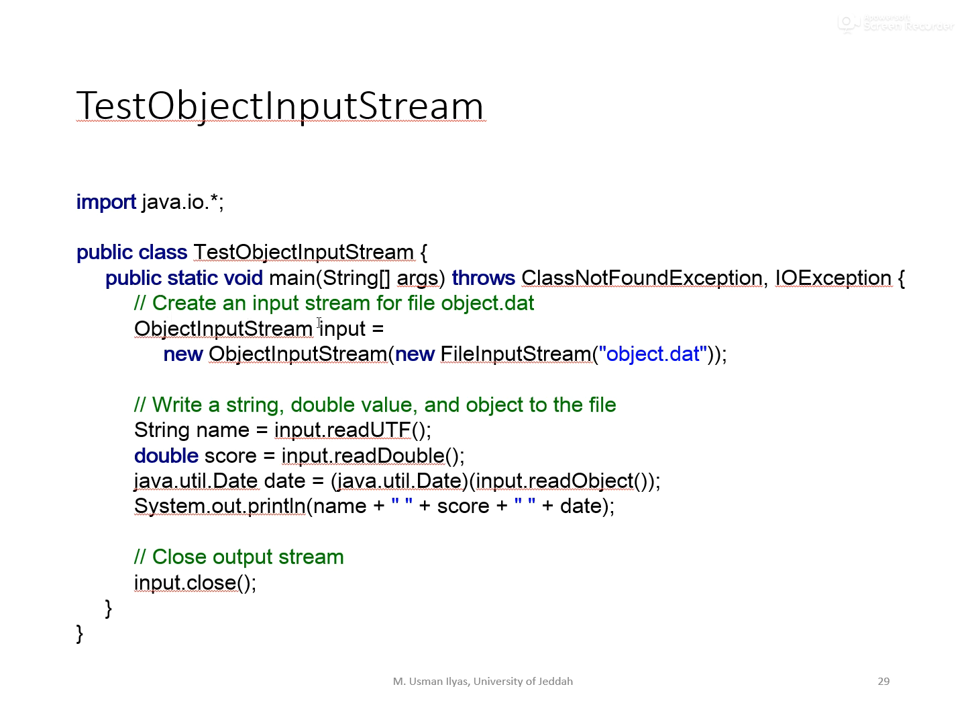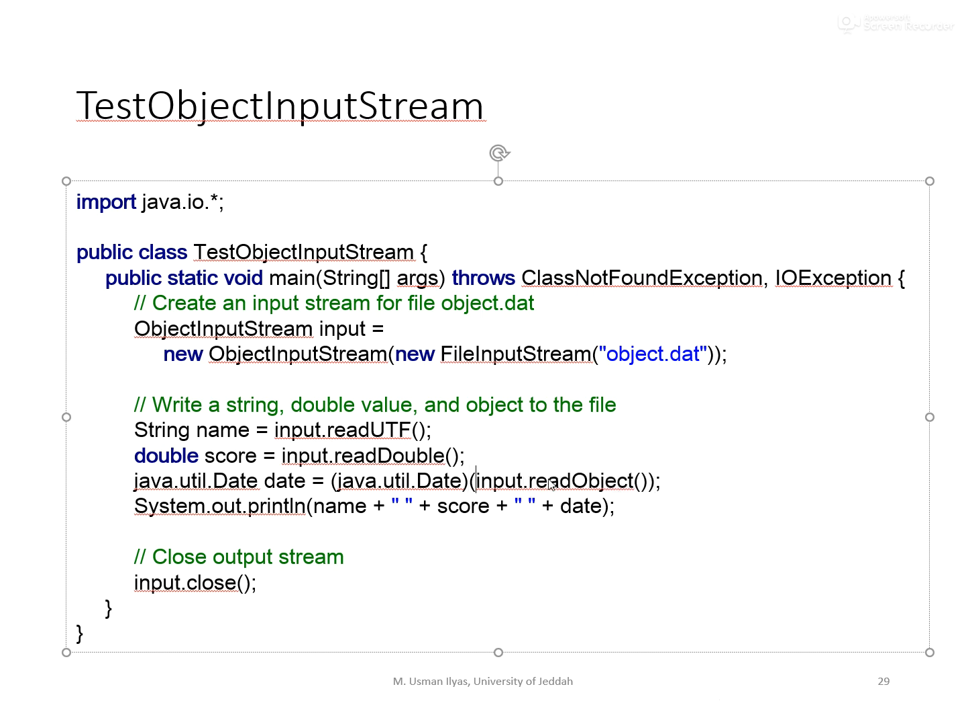We create an object input stream object called input, pretty much the same way, and then we first read a UTF string, that would be the name. Then we read a double with the readDouble method, which works the same way. We store these in local variables, and then we read the object, of course. And for that we use the readObject method, as you can see over here.